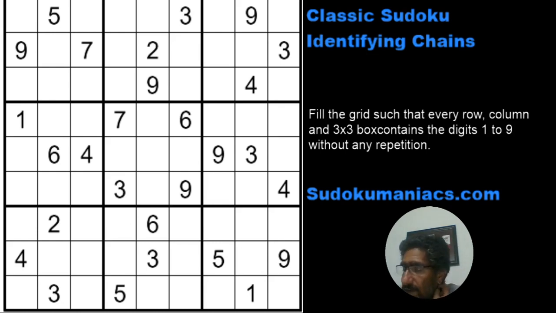Now this is a very difficult puzzle. The good thing is it will help you practice all the techniques that we have learned in our previous videos. You'll end up using the X-wing, the XY wing, and the chains of the skyscraper in order to get the solution for this puzzle.